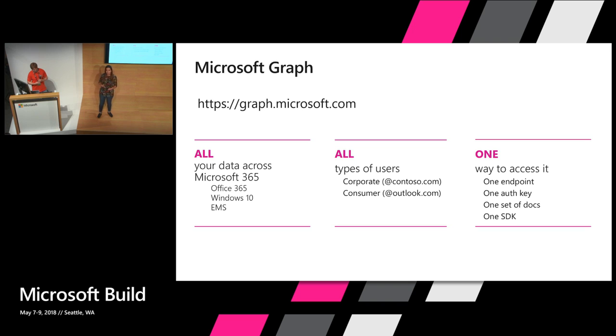And finally, it's one endpoint to access all of this information, one access token. As long as you have all of the permissions in order to access that data, you will be able to interact with all of this data. We have one set of documentation. If you go to your browser and type in graph.microsoft.com, you will be redirected to our documentation portal. We have a lot of samples, SDKs in different languages.